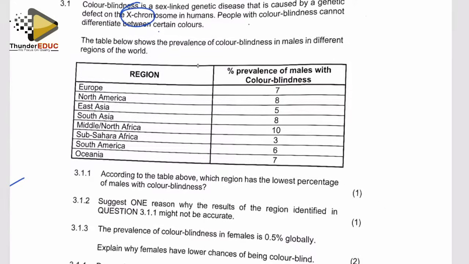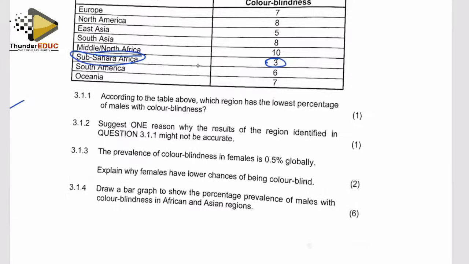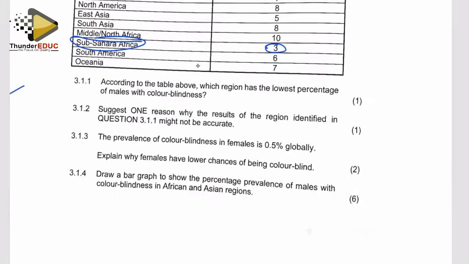If you look at it here, we shall see that this is the answer. So it becomes Sub-Saharan Africa. This is just an application question. It's easy to answer. Yes, suggest one reason why the results in the region identified in the question might not be correct. Why should we?